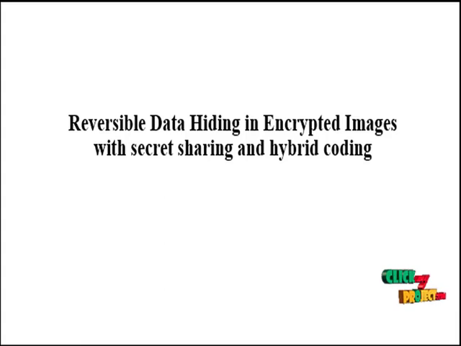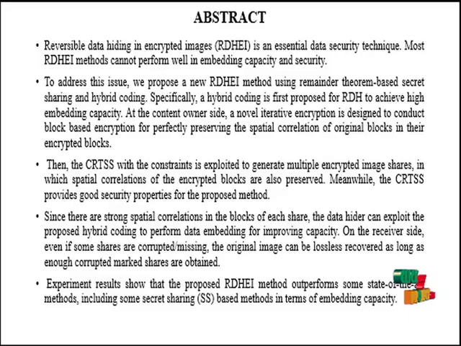Reversible data hiding in encrypted images with secret sharing and hybrid coding. Next, we discuss the abstract. Reversible data hiding in encrypted images (RDHEI) is an essential data security technique. Most RDHEI methods cannot perform well in embedding capacity and security. To address this issue, we propose a new RDHEI method using remainder theorem based secret sharing and hybrid coding.